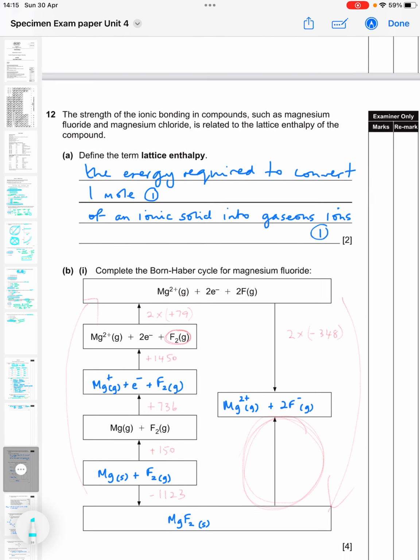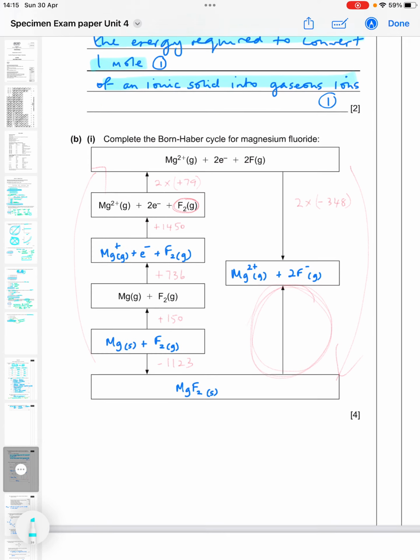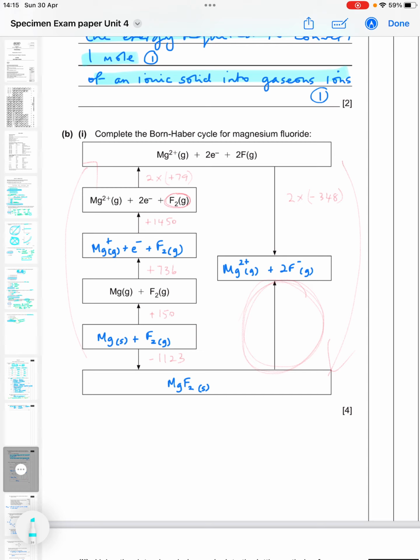Okay, next question is about lattice enthalpy. So the strength of the ionic bonding in compounds such as magnesium fluoride and magnesium chloride is related to the lattice enthalpy of the compound. Define the term lattice enthalpy. So 2 marks for this. It's the energy required to convert 1 mole of an ionic solid into gaseous ions. 1 mark for each of those.